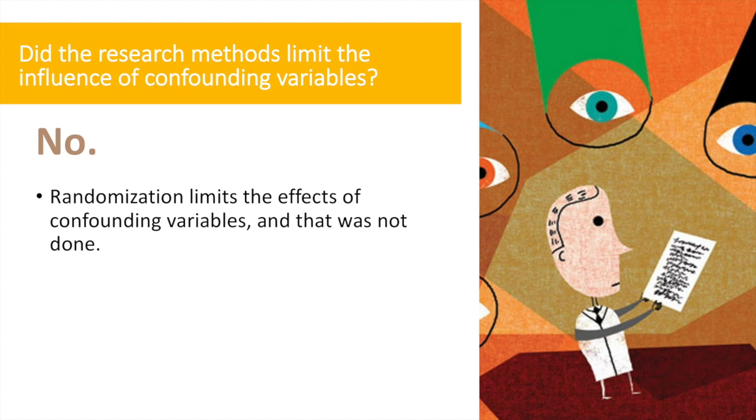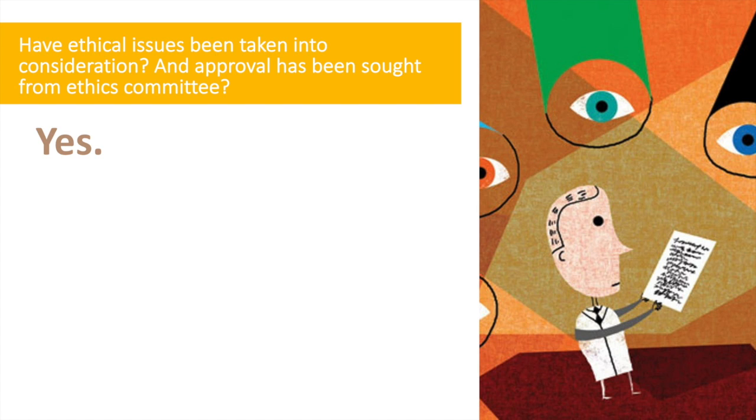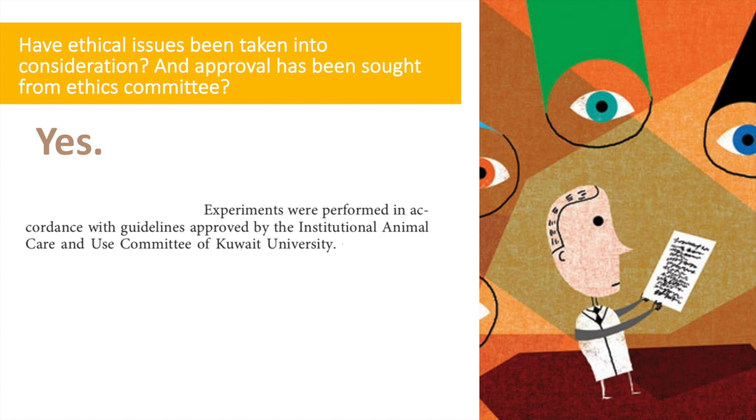Did the research methods limit the influence of confounding variables? No, because the only way to limit the confounding variables effect is to do randomization, which was not done in this article. Have ethical issues been taken into consideration? Yes, we used rabbits, and we can see as part of the article, experiments were performed in accordance with guidelines approved by the Institutional Animal Care and Use Committee of Kuwait University.